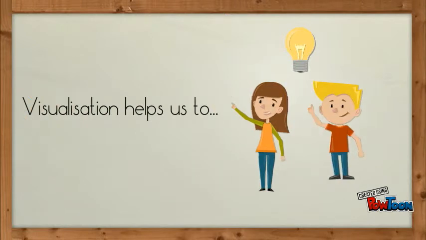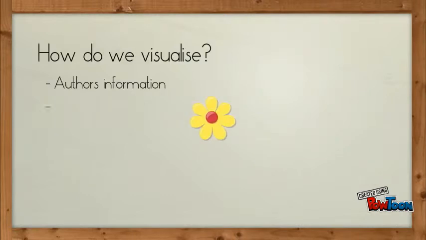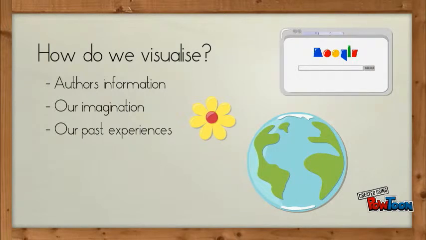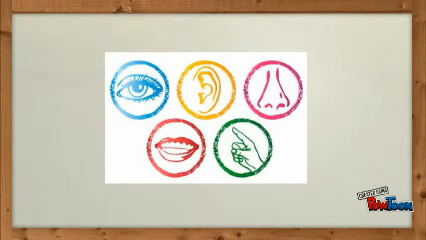Visualization helps us to use our imagination to make sense of the text, connect ourselves to the character in the story that we are reading in order to see what they see, feel what they feel, and hear what they hear, and to be active listeners. How do we visualize? We use the author's information, our imagination, our own life experiences, which may come from the world around us, movies we have watched, and other books that we have read. Good readers will use their five senses in order to make sense of the text and put themselves in the mind of the characters, immersing themselves in the story.